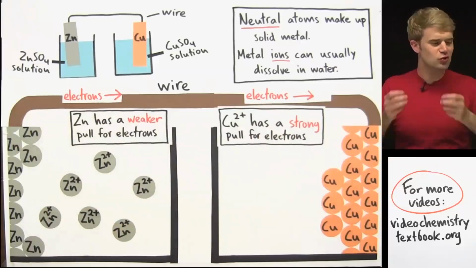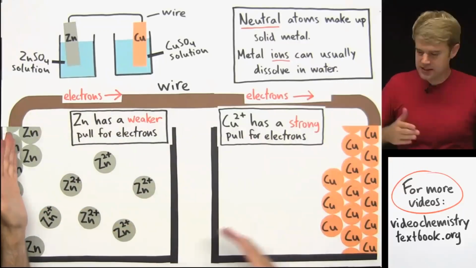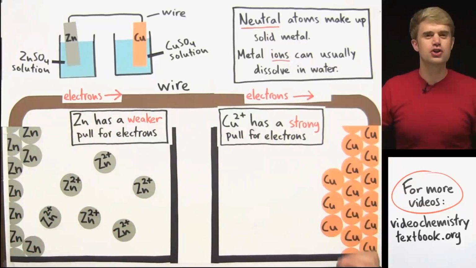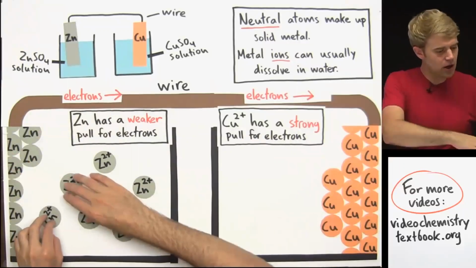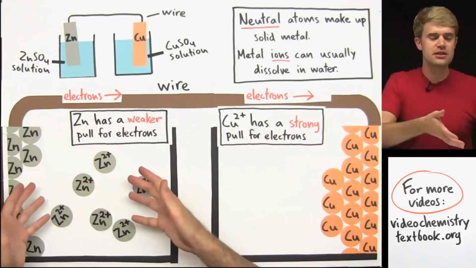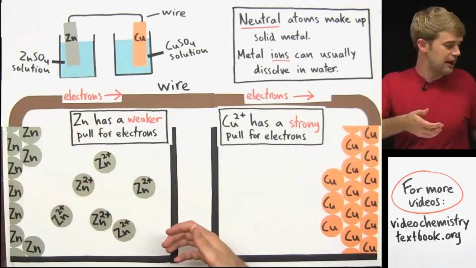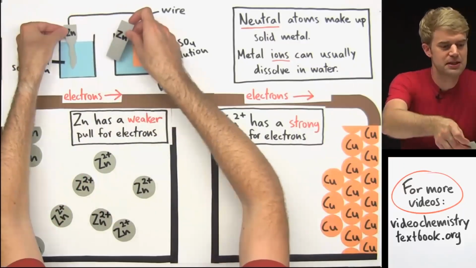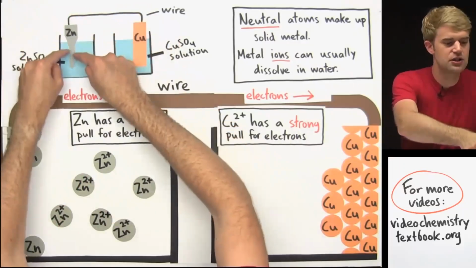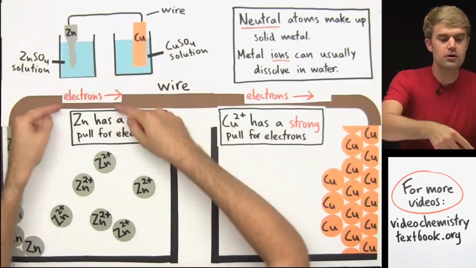And if this happens long enough, we actually see these two pieces of metal change, right? Like these zinc atoms keep coming off of this piece of zinc. So it's essentially dissolving. And over time, what we'll see is that this piece of zinc actually starts to dissolve. It gets smaller and smaller.